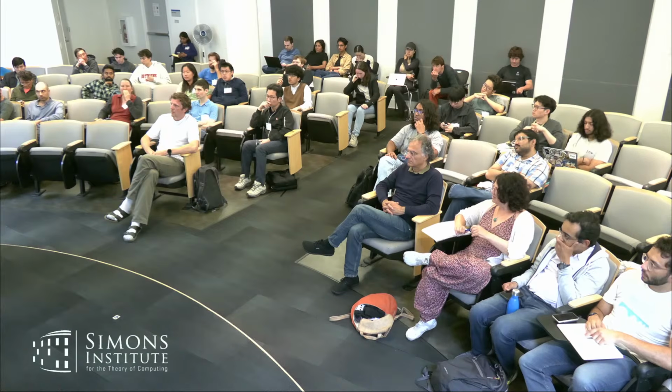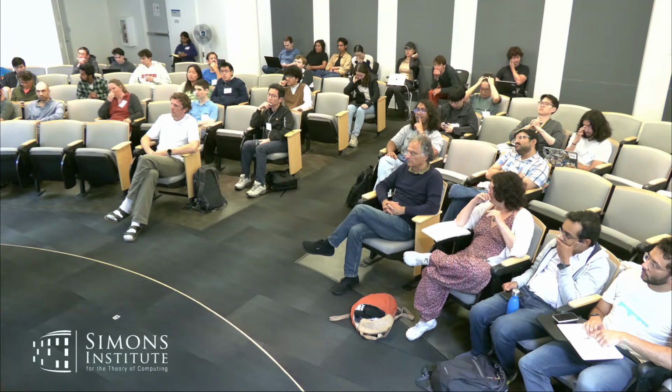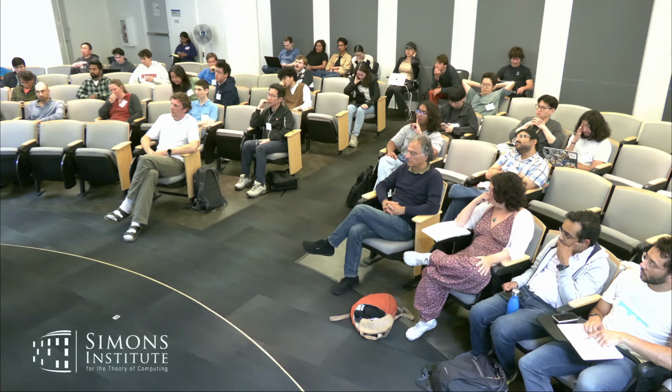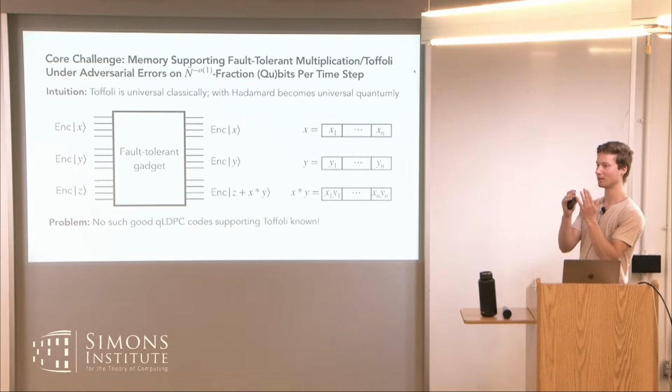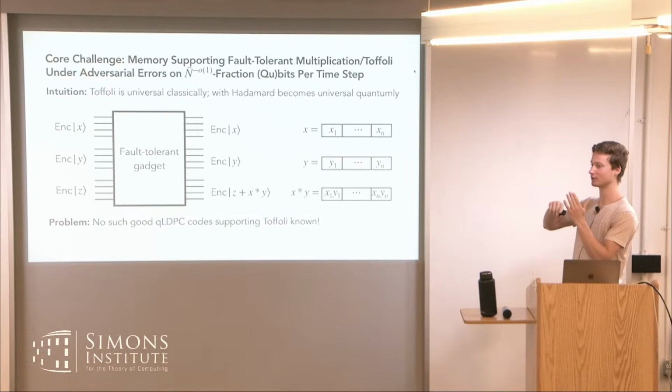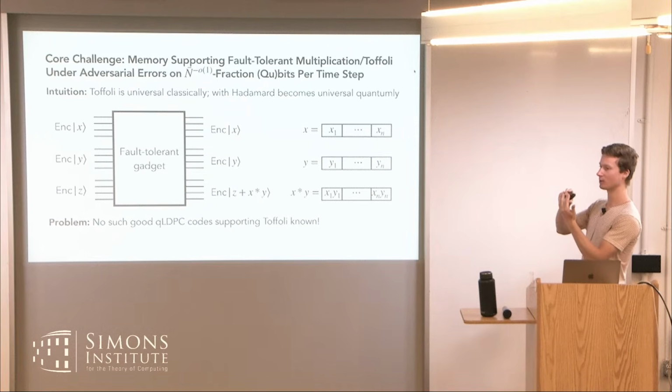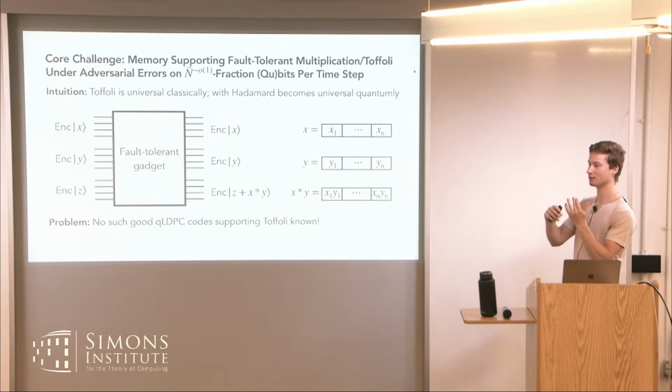Sorry, so we want a memory, a quantum code that we can perform error correction on fault tolerantly. We first just want a memory, something in which we can constantly store a logical state, even in the presence of an almost linear number of adversarial errors at every time step. And then on this memory, we also want to be able to do Toffoli gates on the underlying encoded logical states.